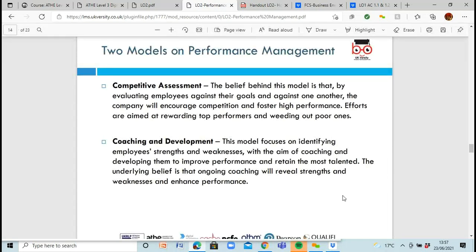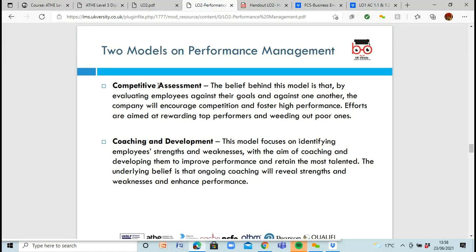And then you've got performance management models. You've got competitive assessment, and coaching and development. So competitive assessment is where you evaluate your employees against their goals, and then against each other as well. So it's competitive because you're being checked against your goals, but you and me might be checked against each other, so it's more competitive.